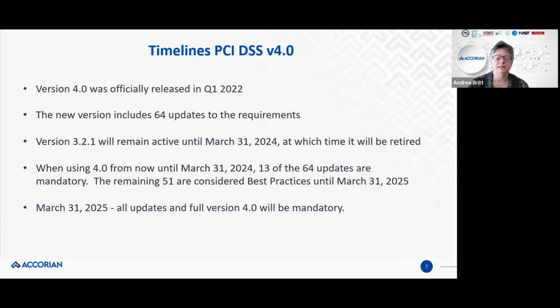This allows organizations to adjust to the new standard. So they've had a year from the introduction of version 4 to adjust and get ready. And then officially on March 31st, 3.2.1 will be retired. If you are using version 4 from now up until the end of March of 2024, 13 of those 64 updates are mandatory. The remaining 51 are considered best practices for another full year until March 31st of 2025, at which time all of those 64 updates will become mandatory.